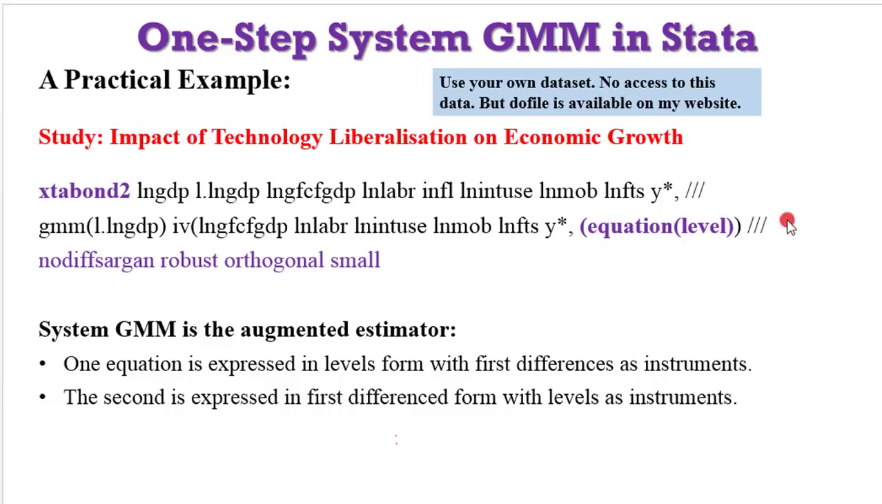This is the One-Step System GMM specification in Stata. You can see a sub-option here, equation level. I will explain more about this on the next slide. I want to also state here again that the system GMM is the augmented estimator. How? One equation is expressed in levels form with differences as the instruments, and the second equation is expressed in first difference form with levels as instruments.